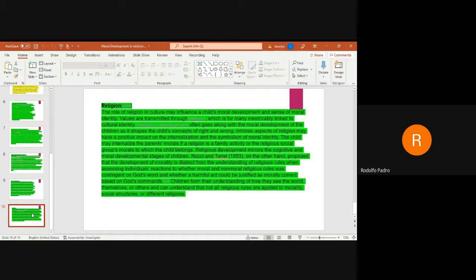So the child may internalize their parents' morals, or the morals of a religion or a family activity of the religious social groups to which the child belongs. So, depending on where you belong, whether you are a Jehovah's Witness, Roman Catholic, Iglesia ni Cristo, or Bible Baptist, your upbringing and your way of living in your day-to-day life will correspond to it.